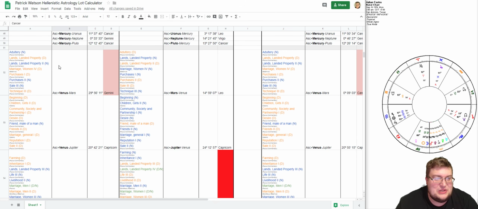So these lots include the lot of adultery, since they're a nocturnal chart, the lot of lands and landed property. There's multiple lots of these, so this is the second one. The lot of purchases and the lot of sale.